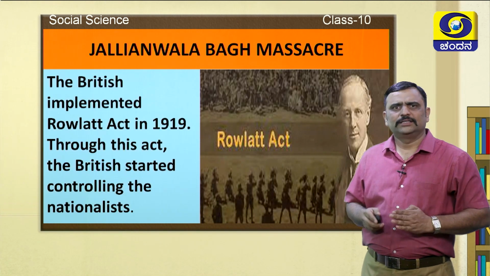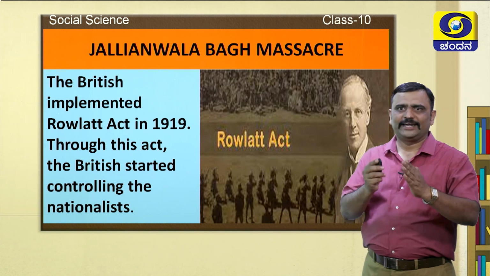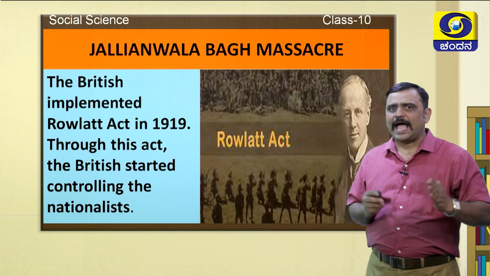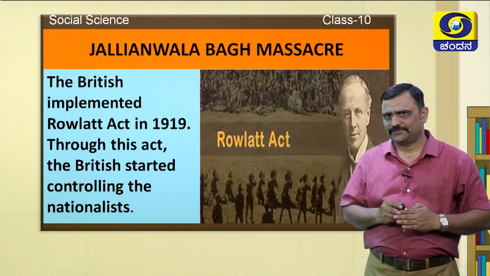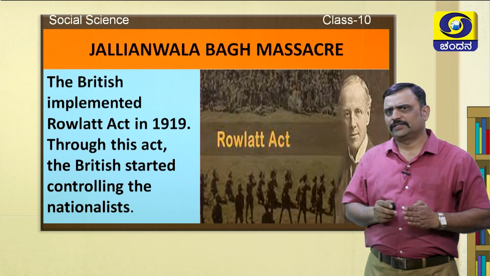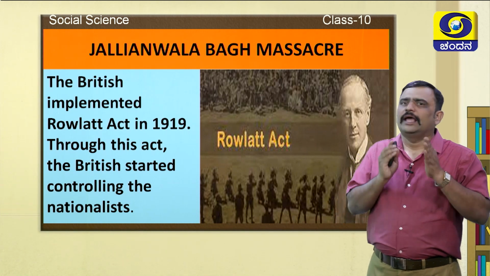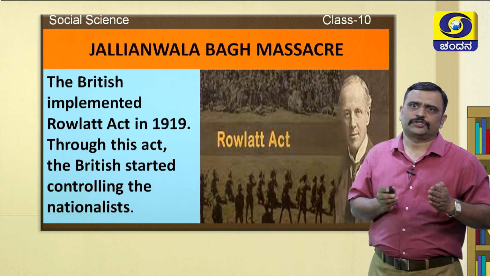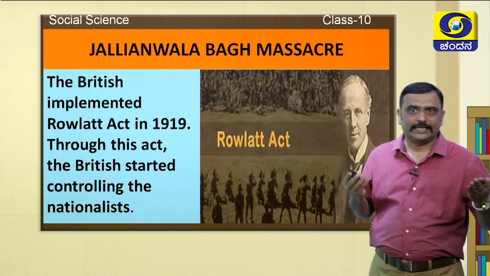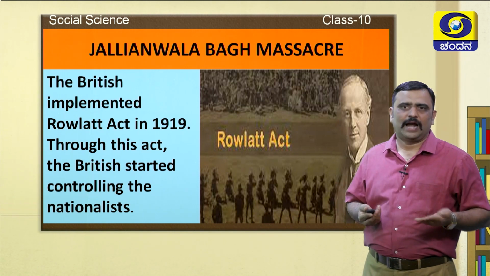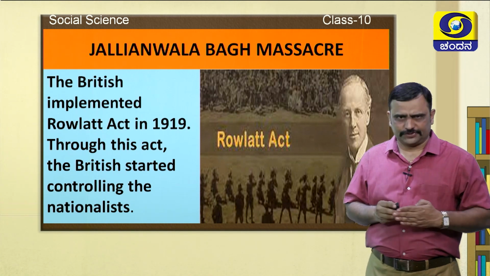Before the Jallianwala Bagh massacre, the British implemented the Rowlatt Act in the year 1919. Through this act, the British started controlling the nationalists. Under the Rowlatt Act, even if they became suspicious of any person plotting against the British, they could arrest him without any reason or warrant and keep him in custody. It was inhuman and unjust.